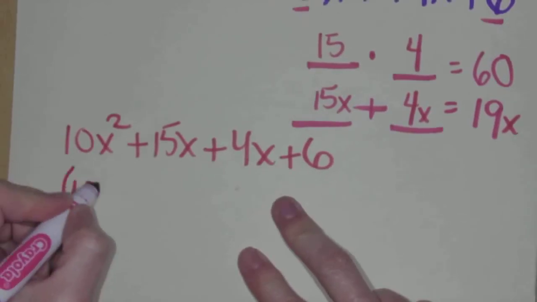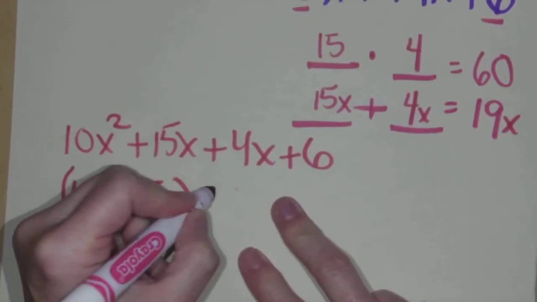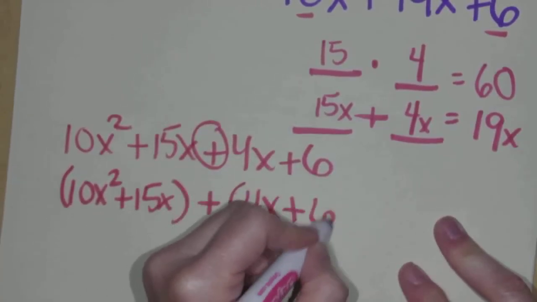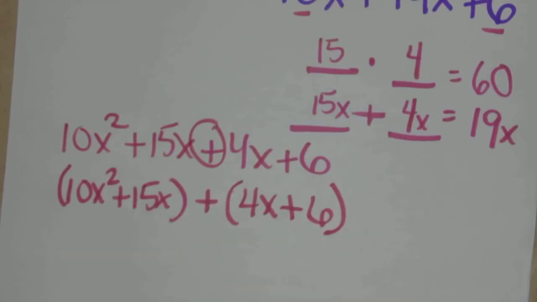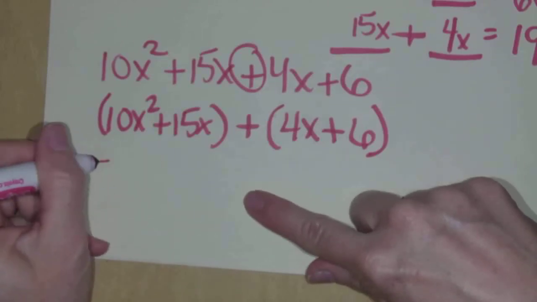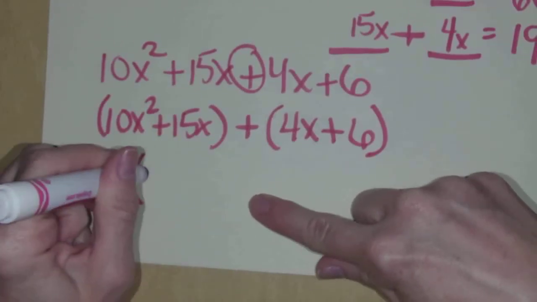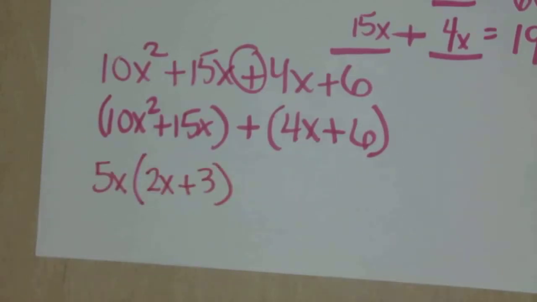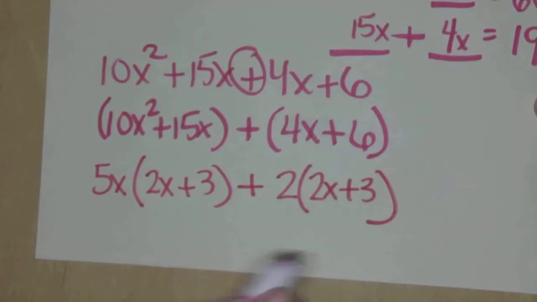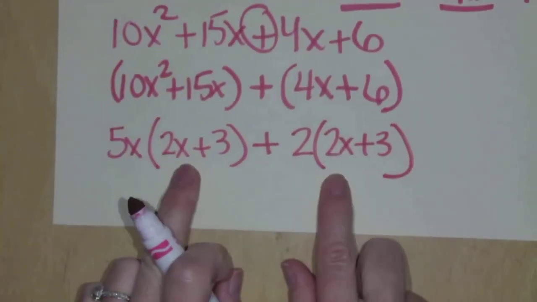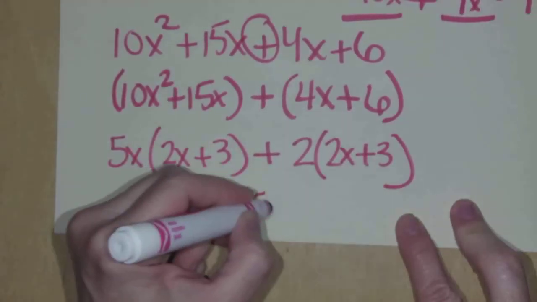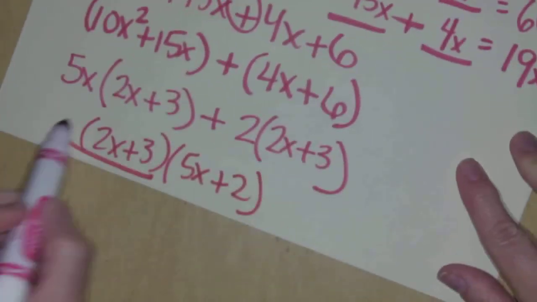So I will go ahead and group up the front two terms. Bring down the plus. See, I'm okay because that's a plus. Group up the second two terms. No need to change that sign because this is a plus. And now I find the GCF. So my GCF here is going to be a 5x. I'll be left with 2x plus 3. And here my GCF is a 2. And I will also be left with 2x plus 3. And so, common term, 2x plus 3. Leftovers, 5x plus 2. Final answer.